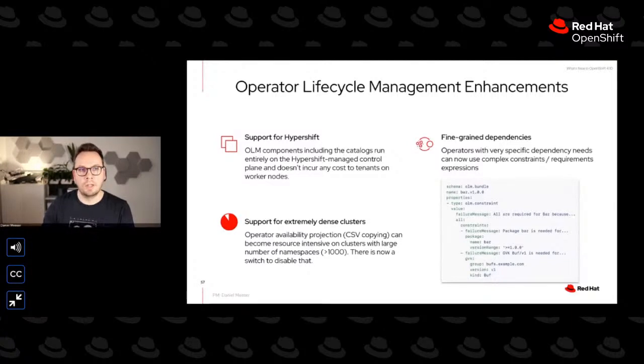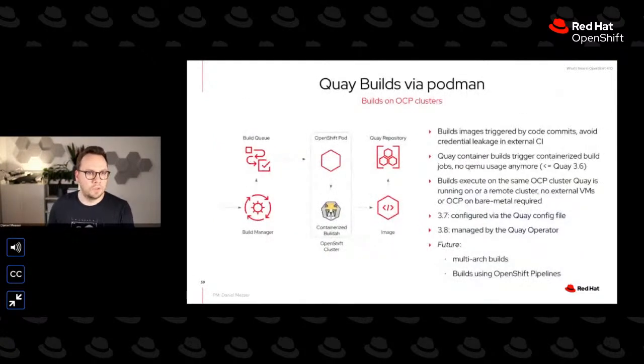Let's switch gears real quick to Red Hat Quay, our central registry for distributing images to an OpenShift cluster fleet. In Red Hat Quay 3.7, which ships very closely alongside 4.10, we are introducing the ability to run builds on OpenShift clusters that are not bare metal. So builds, what is it?